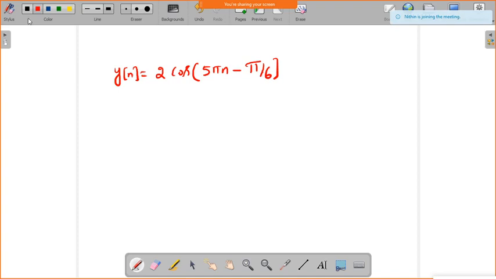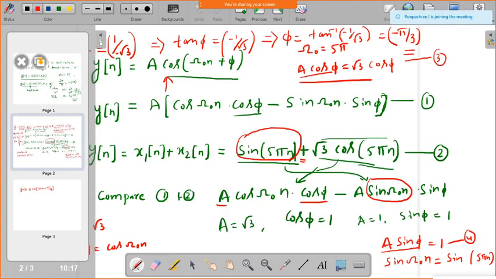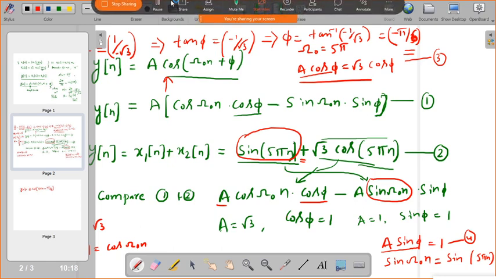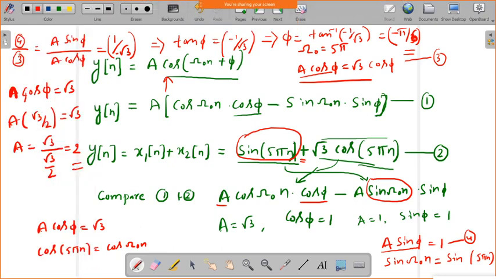So is it pi by 3 or pi by 6? It is pi by 6. It is not pi by 3, it is pi by 6. So here also, this pi by 6 value, it is root 3 by 2, and pi by 3 it will be 1 by 2. Okay, so this is how you have to express the signals.